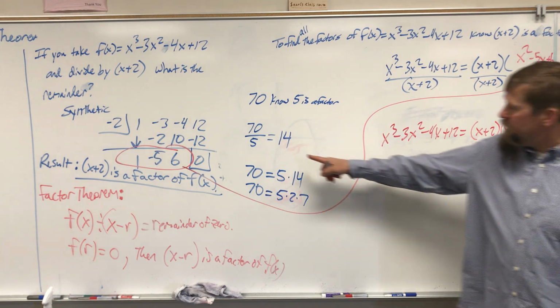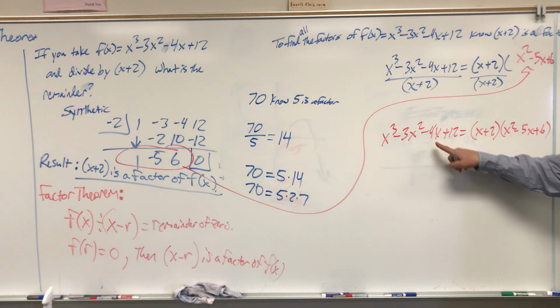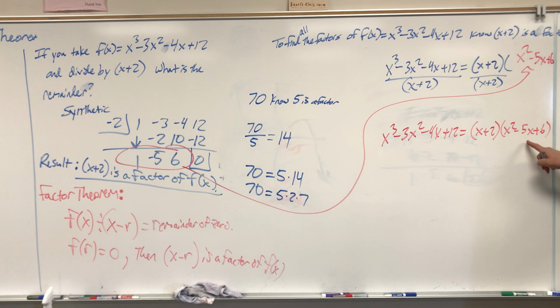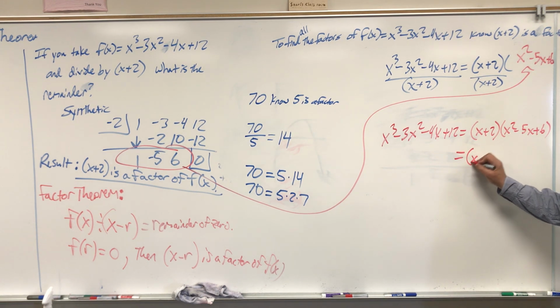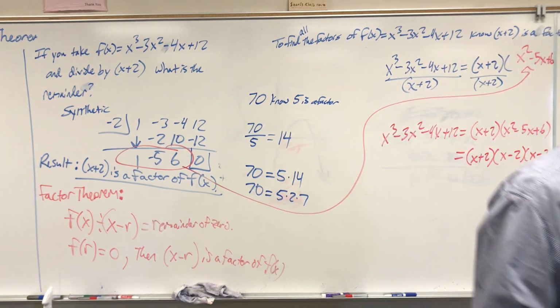So it's just like I broke the 70 down by dividing by 5, so I know 70 is equal to 5 times 14. I know this polynomial is x plus 2 times this factor. Well, now to find the other factors, I try to break that down further. So I know x plus 2 is still there, and I try to factor this out further. I end up with x plus 2, x minus 2, and x minus 3. There, I have a polynomial. I knew that one of the factors was x plus 2. I divided that out, and then I broke the second factor down as far as I could. That's what we're doing in the rest of this section.